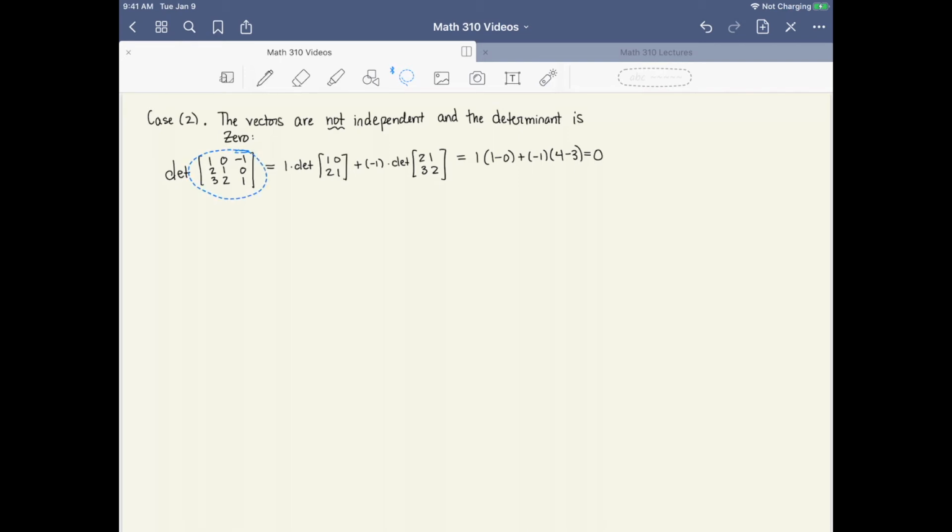Again, let's do cofactor expansion along the top row. Now our calculation is going to give us 1 times a 2 by 2 determinant minus 1 times another 2 by 2 determinant. And as you can see, that calculation is going to work out to give us 0. From this calculation, we know that the set of vectors that we started with had some sort of linear dependence in them. They are not all 3 independent. In other words, there is a linear combination of 2 of the vectors that produces the 3rd vector.